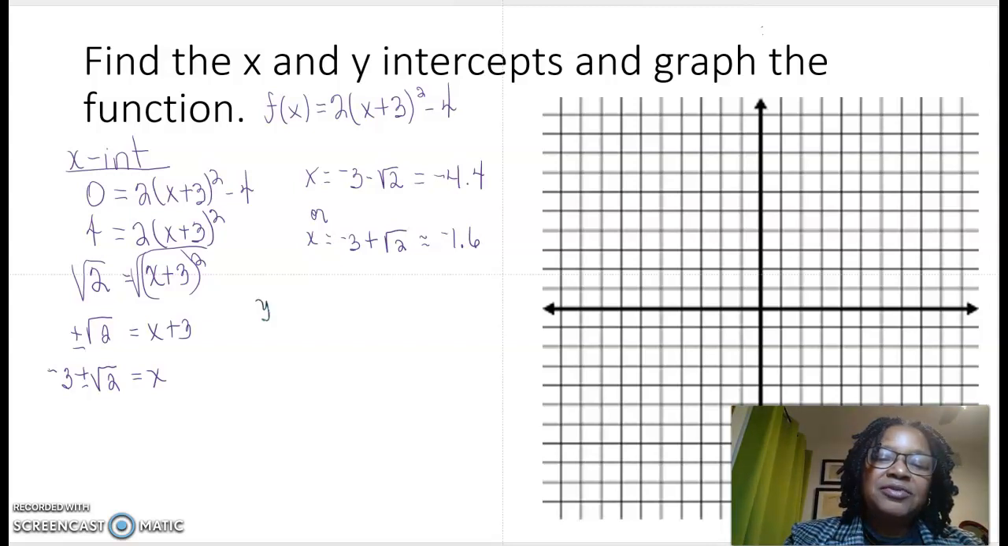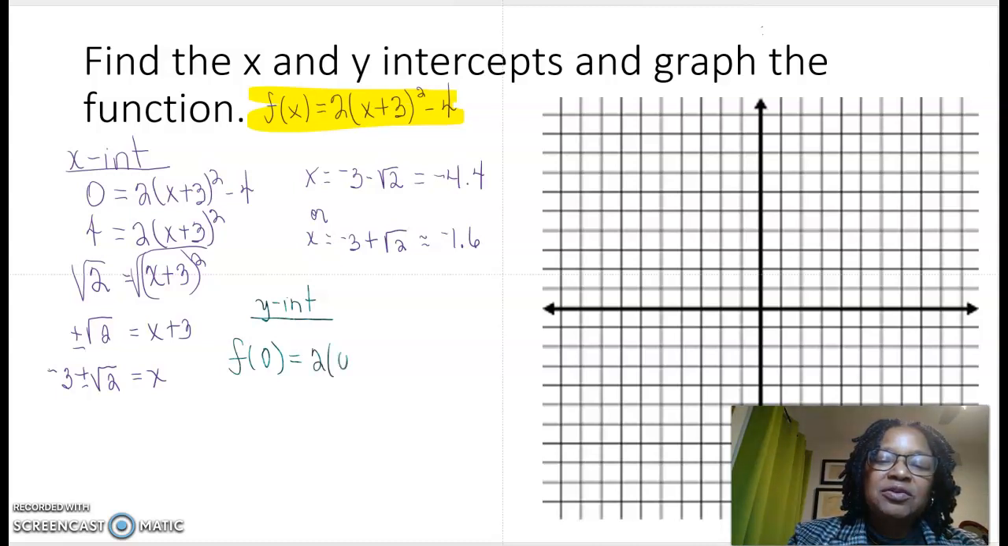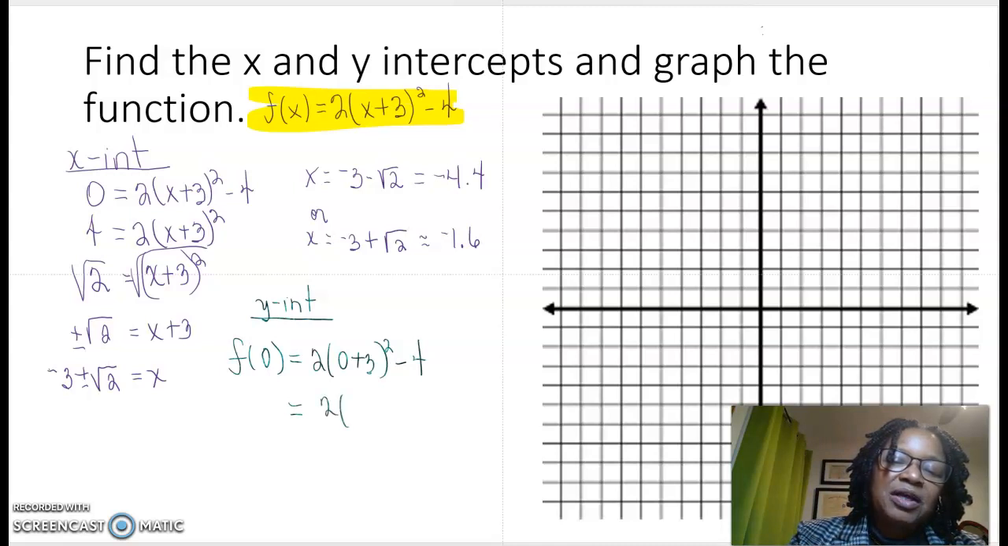Let's look at the y-intercept. How do you find y-intercepts? Well, to find y-intercepts, you replace x with 0. So everywhere in this original function that you see x, you're going to put 0. So then we have 2 times (0 plus 3) squared minus 4. So then we end up with 2 times 3 squared minus 4, which is 2 times 9 is 18 minus 4, we get 14.